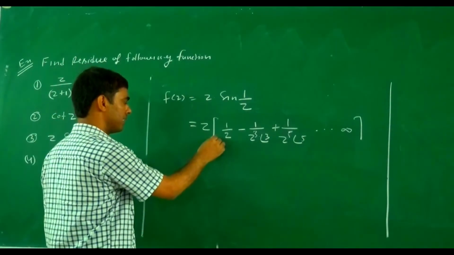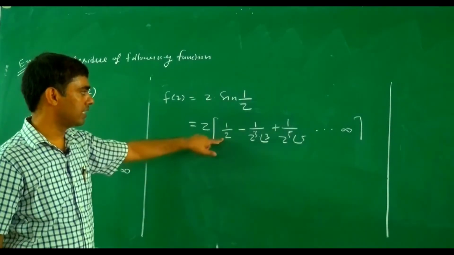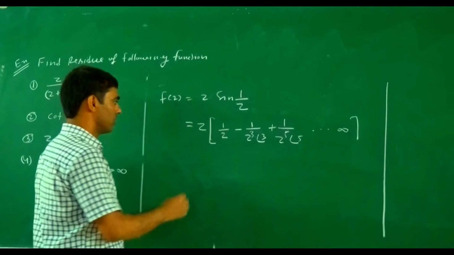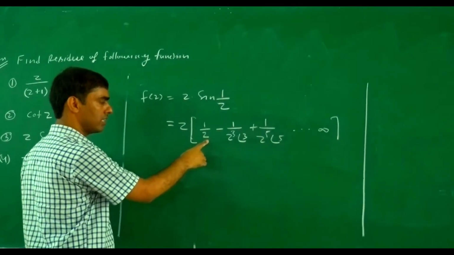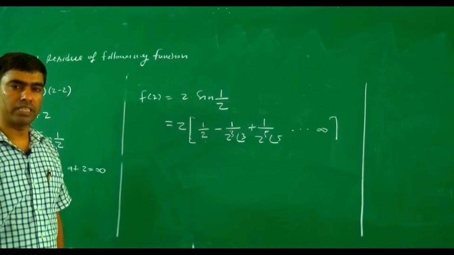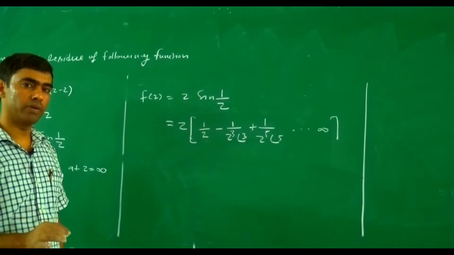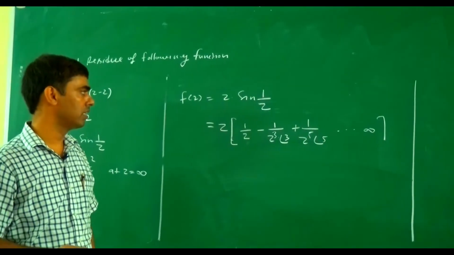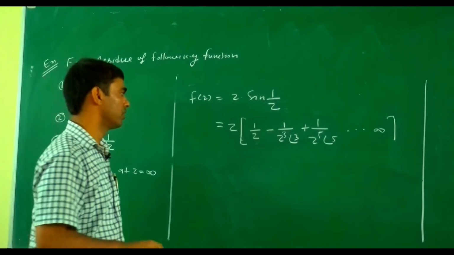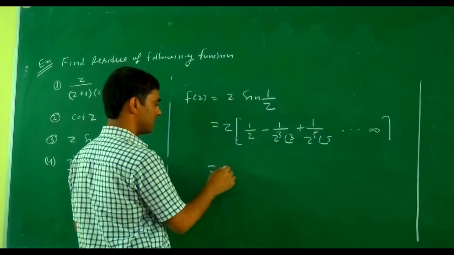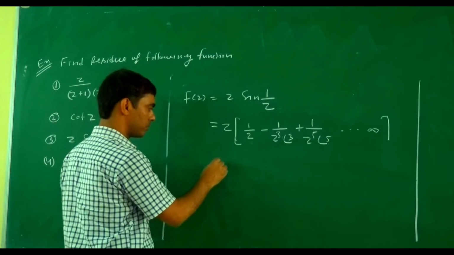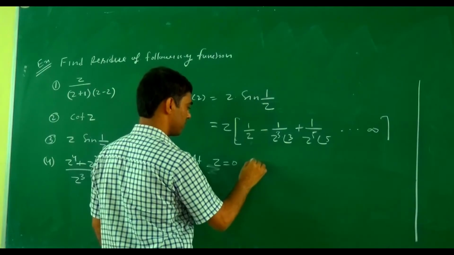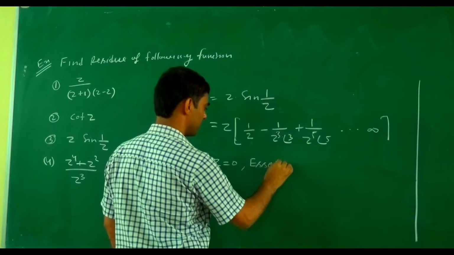So what will happen here? At z equals 0, there is an essential singularity. The only way to find the residue, only one way, is with the help of a Laurent expansion, and the coefficient of 1 by z represents the residue. So here, if you multiply by z, at z equals 0 there is an essential singularity.